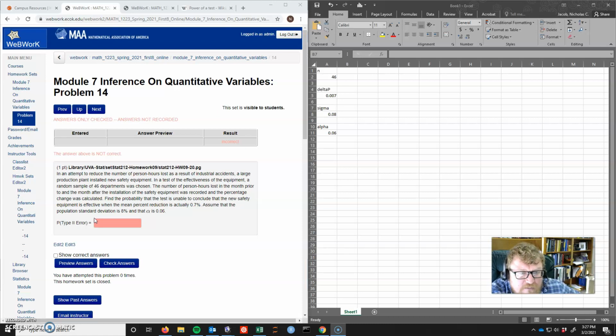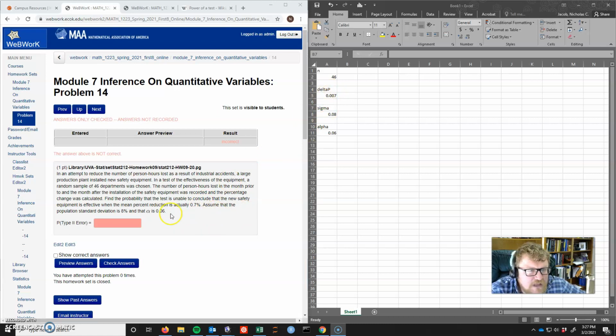In an attempt to reduce the number of person-hours lost as a result of industrial accidents, a large production plant installed new safety equipment and tested the effectiveness of the equipment. A random sample of 46 departments was chosen, n equals 46. The number of person-hours lost per month after the installation of the safety equipment was recorded, and the percentage change was calculated. That percentage change was 0.7%. That's my delta P. That's how I wrote it here.